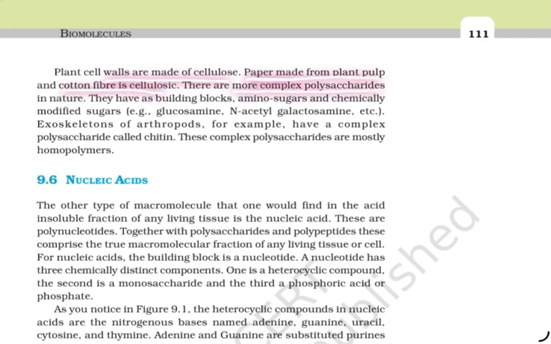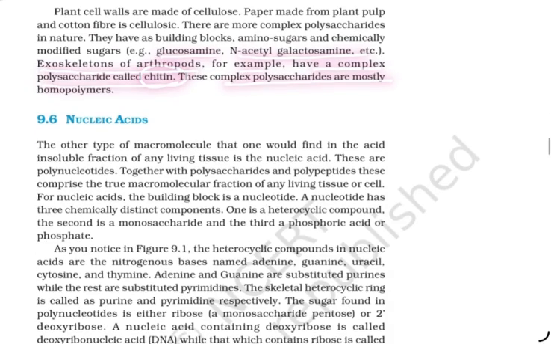There are more complex polysaccharides in nature. They have amino acids and chemically modified sugars as building blocks, such as glucosamine and N-acetylglucosamine. Examples are found in the exoskeletons of arthropods, made of a complex polysaccharide called chitin. These complex polysaccharides are mostly homopolymers.